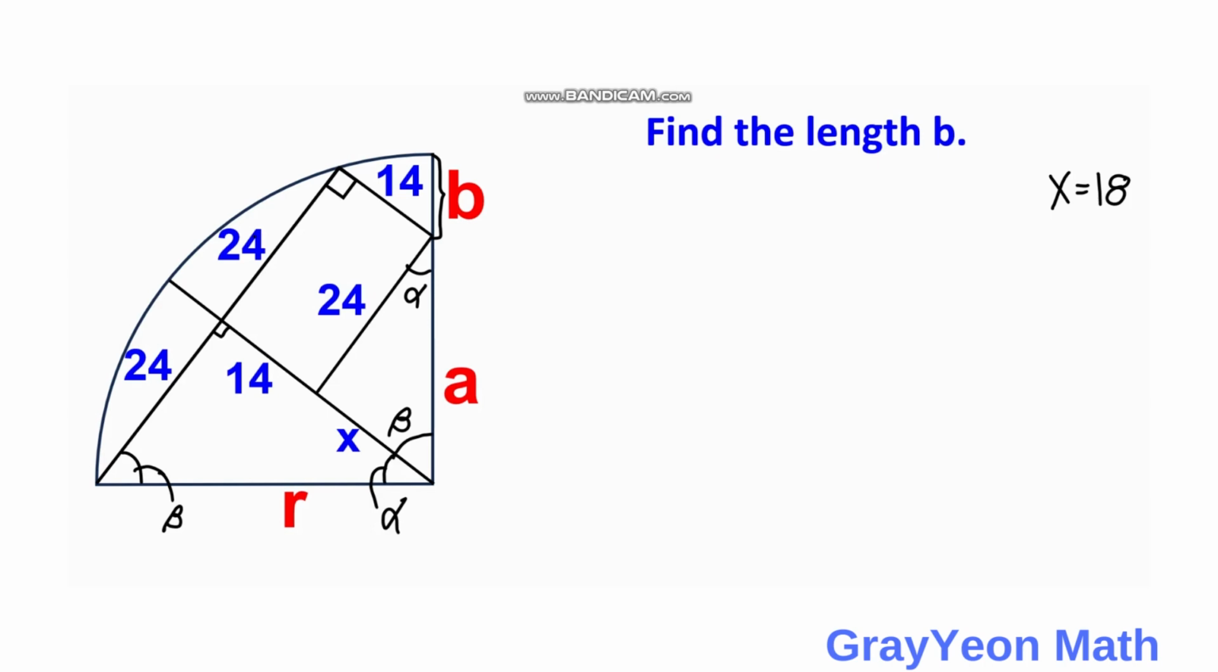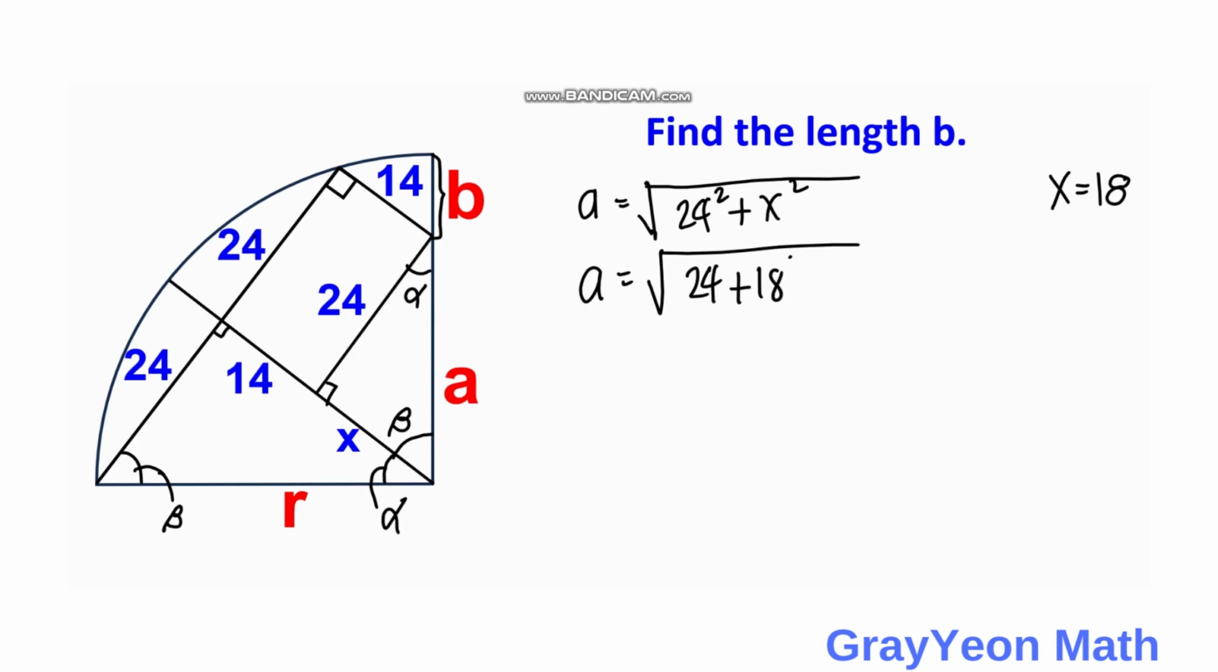Okay, so next we need to get the distance A. A is actually the hypotenuse of this smaller triangle. So A is equal to the square root of 24 squared plus x squared. And since x is equal to 18, 24 squared plus 18 squared, then A is equal to the square root of 900. A is equal to 30 units.